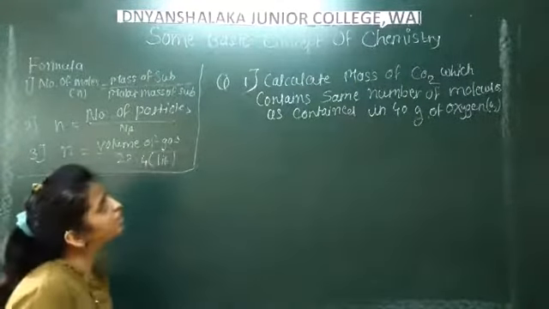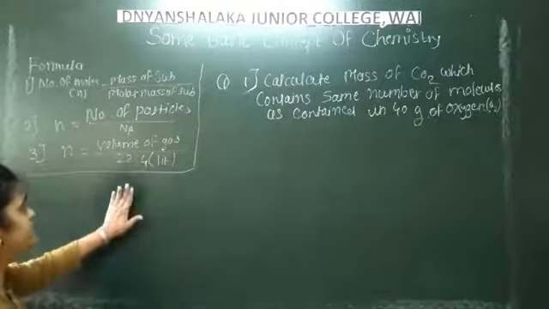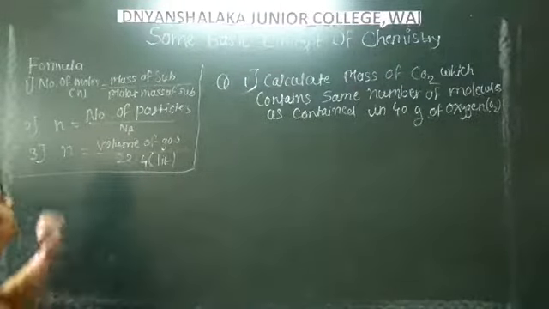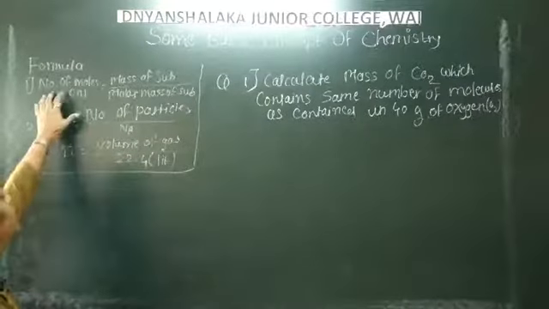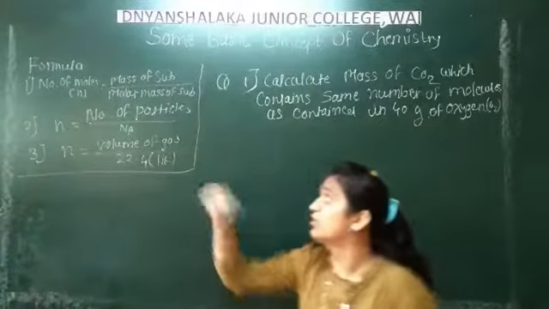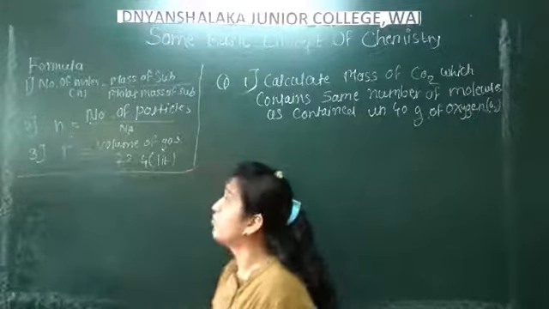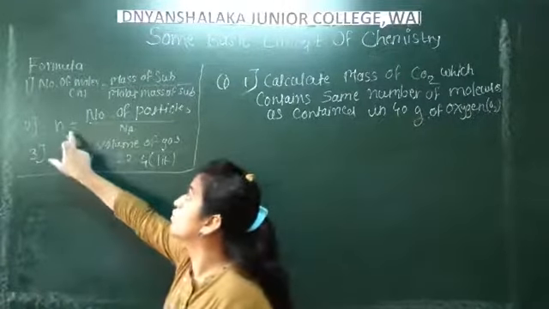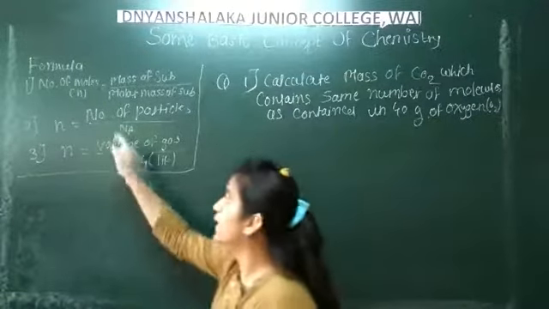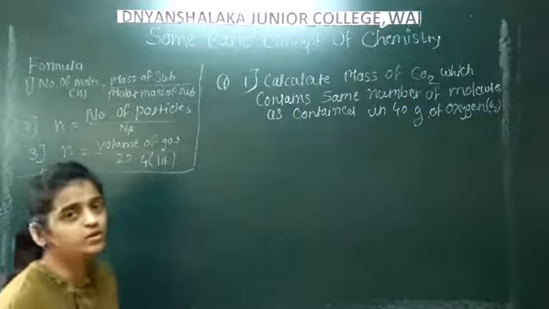In the last lecture we have already studied the mole concept, and we solved examples on the basis of it. We use the first formula for the number of moles, denoted by small n. When we are given the number of molecules, how do we find the number of moles? We use the second formula: n, the number of moles, equals the number of particles upon Avogadro number, denoted by Na, whose value is 6.022 into 10 raised to 23.